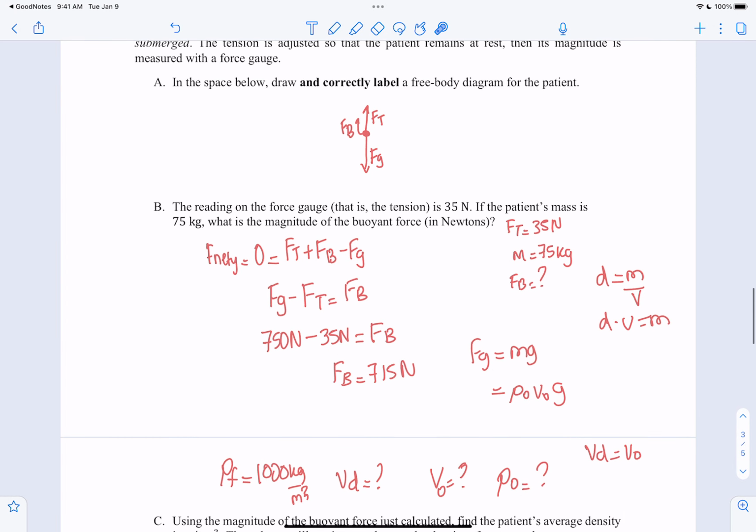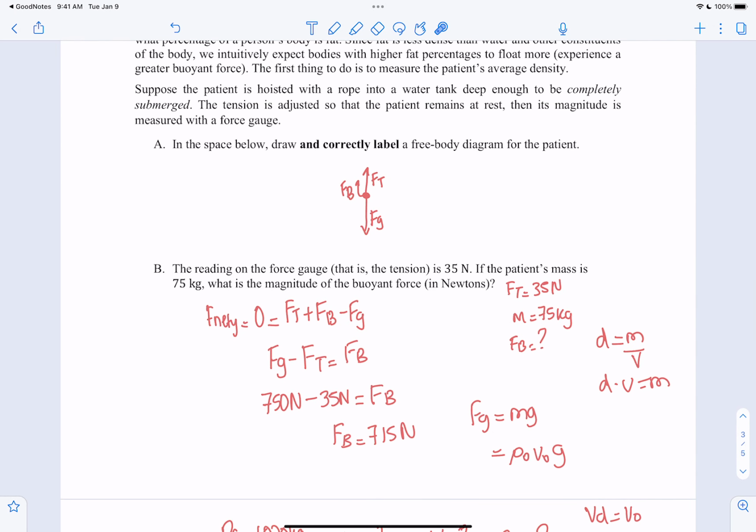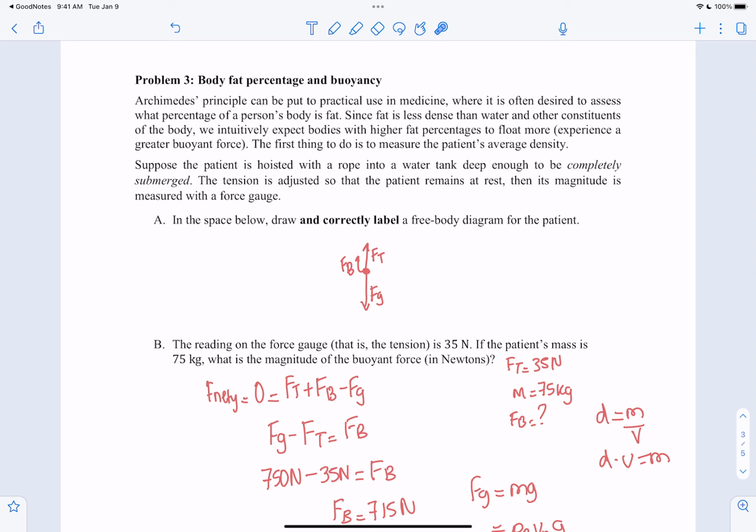Yeah, as the patient is lowering in the water, your buoyancy force increases because the volume displaced is increasing. And what they were saying here is the tension is adjusted so that the patient remains at rest, because you have two forces pointing in the y direction, right? If the tension is too much, then the person will be pulled upwards. So they might need to lower the tension a bit as the buoyancy force increases, so that buoyancy plus tension still cancel out gravity. That's the idea here. Does that make sense?